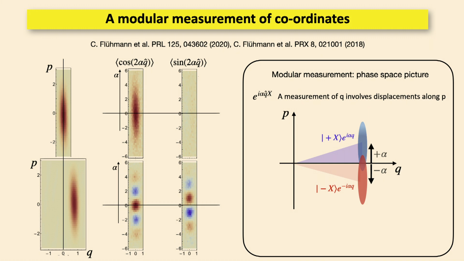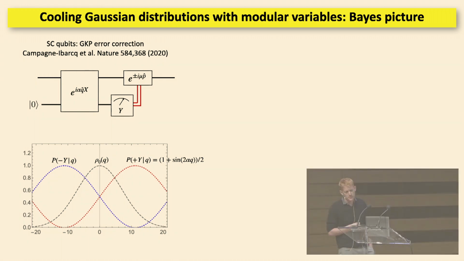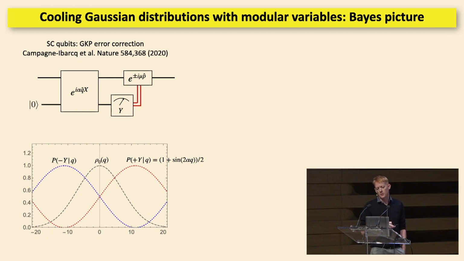So now what I want to tell you about is how we use the sine behavior of one of these components in order to do laser cooling of our oscillator. The circuit actually came up recently from Michel Devoret's group working on superconducting qubits, where they were performing error correction similar to what I'm going to show you later. And the circuit looks something like this.